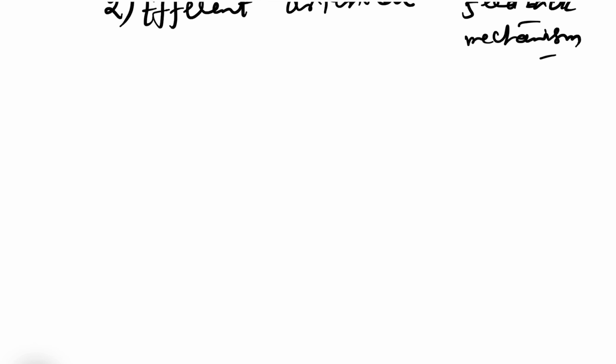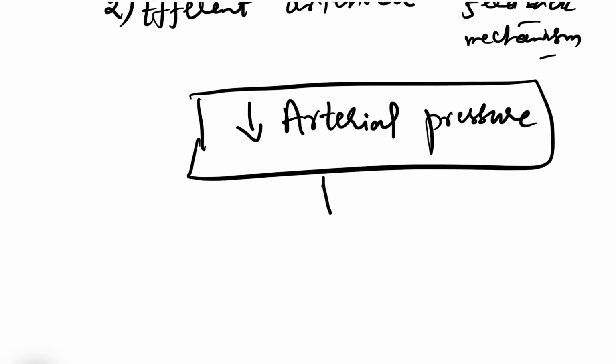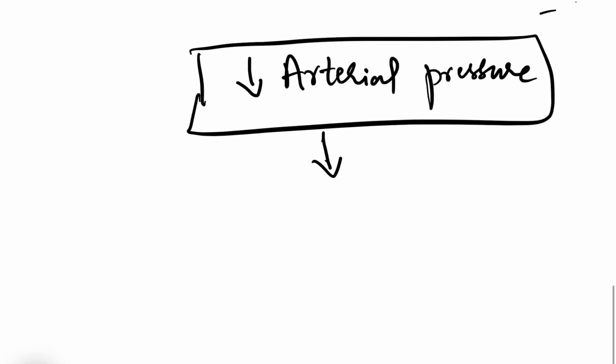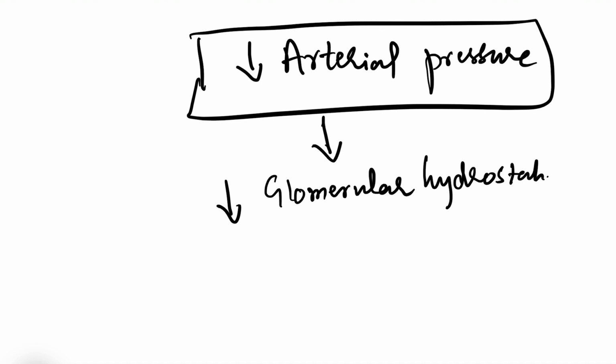Suppose there is a decrease in the blood pressure, that is, a decrease in the arterial pressure. Whenever there is a decrease in the arterial blood pressure, there is a decrease in the glomerular hydrostatic pressure. Hope you agree with this point. So the glomerular hydrostatic pressure is decreased.